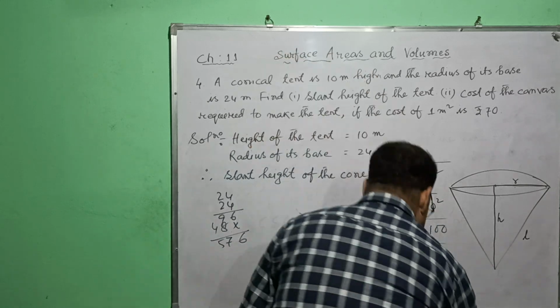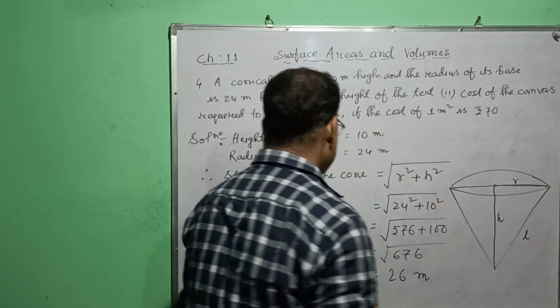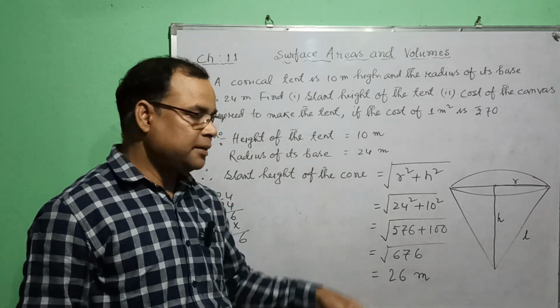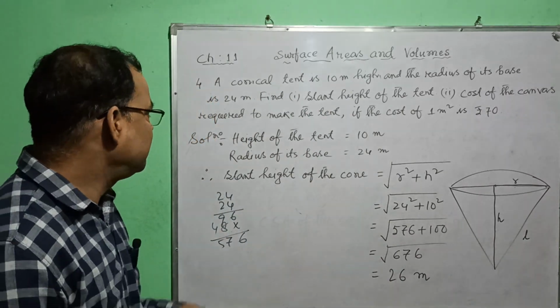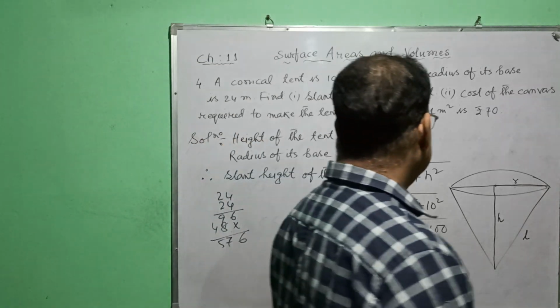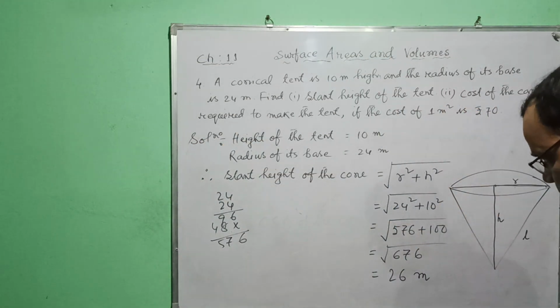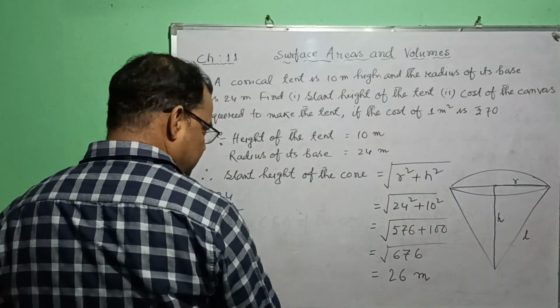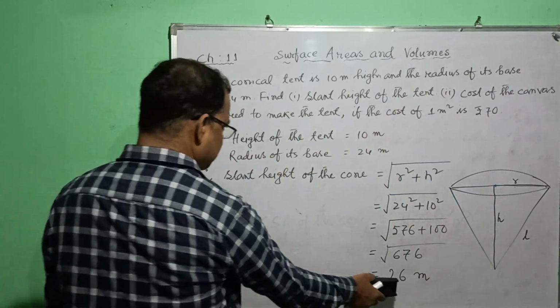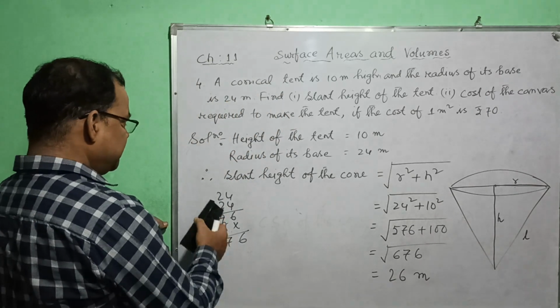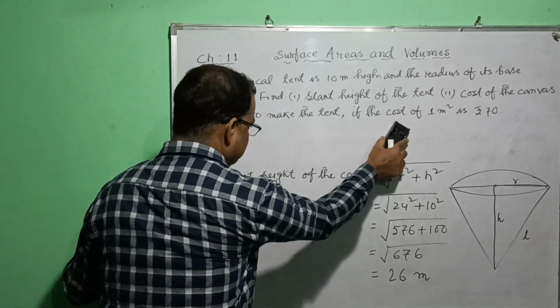The unit is given in meter. So this is the answer for the slant height of the cone. This is the first part. Now we'll find the cost in question number 2. So let us remember the slant height of the cone is 26 meter. Now I am removing it.